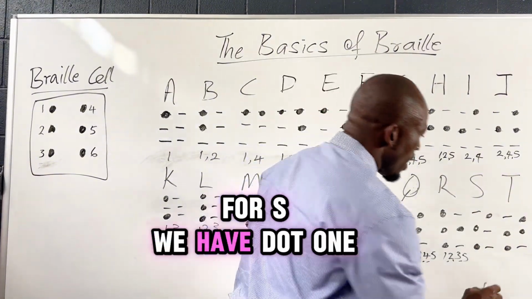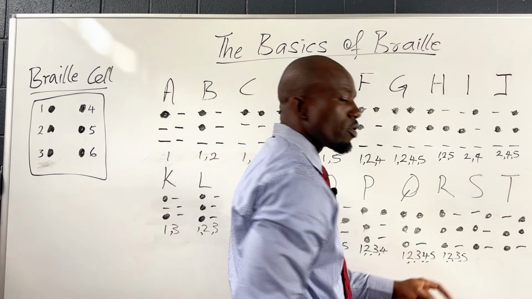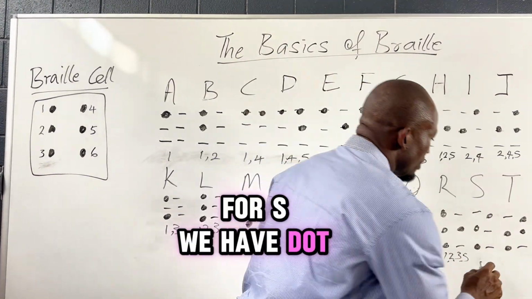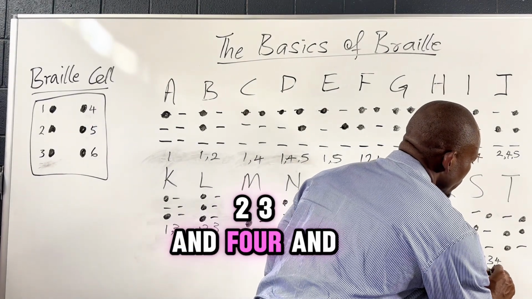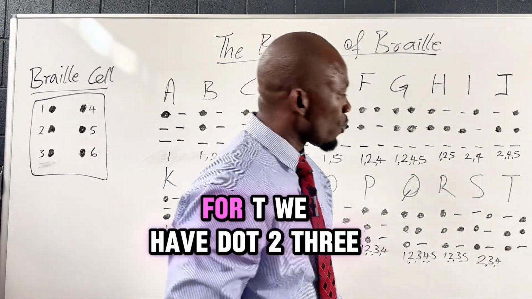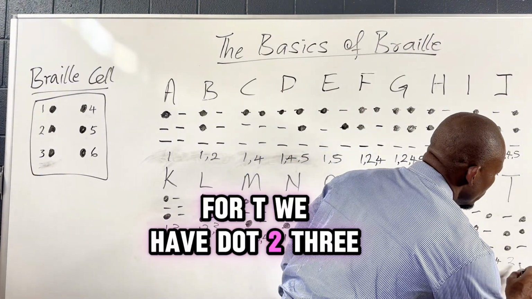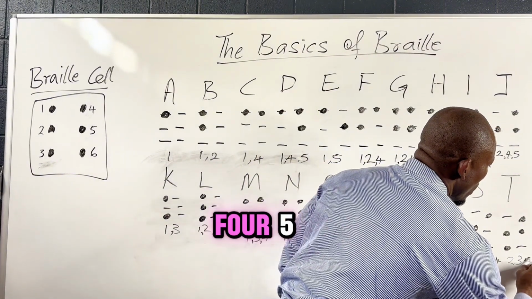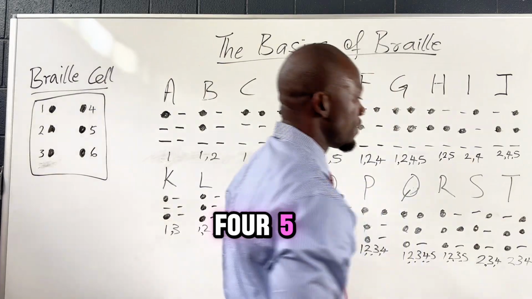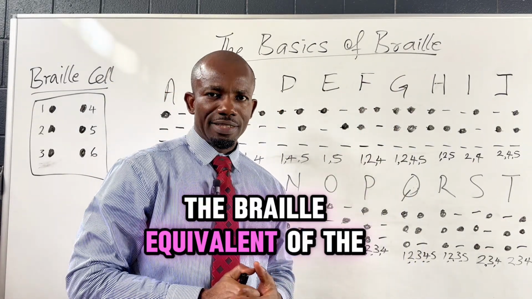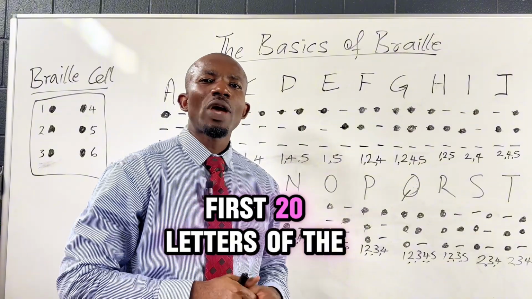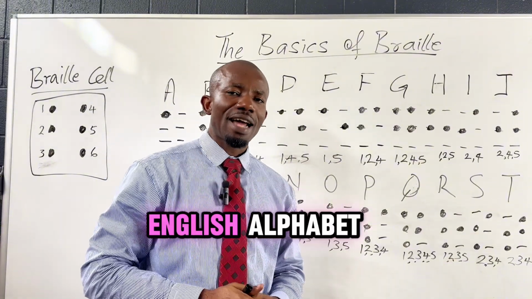For S, we have dot 2, 3, and 4. And for T, we have dot 2, 3, 4, 5. These are the Braille codes, the Braille equivalent of the first 20 letters of the English alphabet.